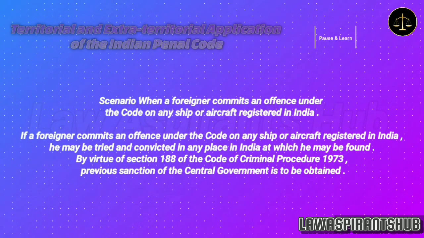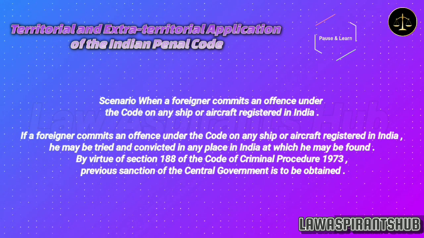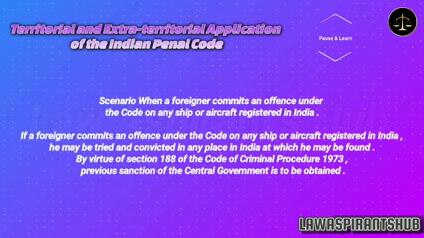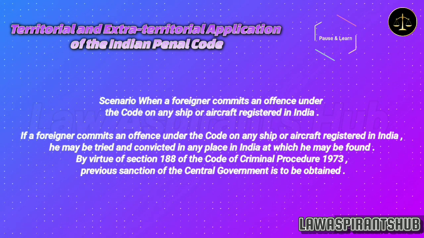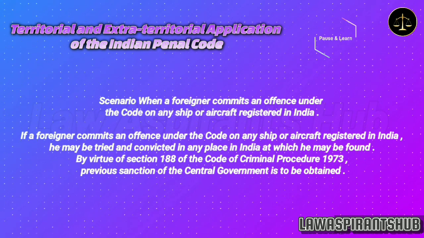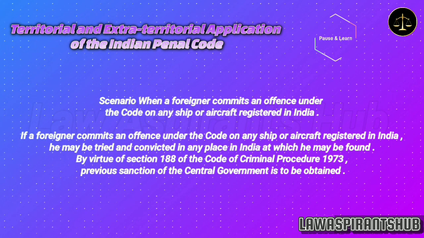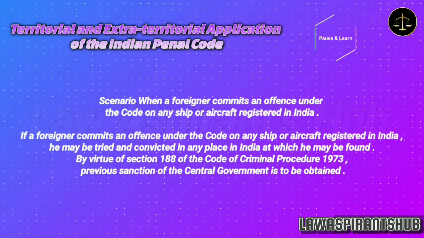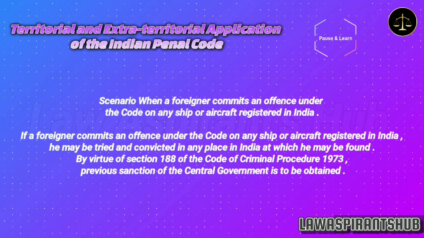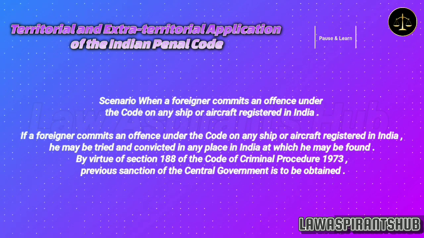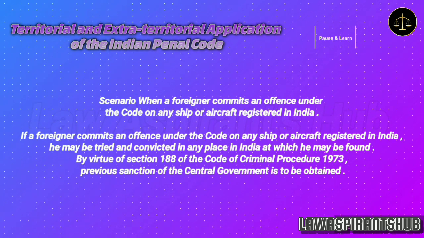Let's see the scenario when a foreigner commits an offense under the code on any ship or aircraft registered in India. If a foreigner commits an offense under the code on any ship or aircraft registered in India, he may be tried and convicted in any place in India at which he may be found. By virtue of Section 188 of the Code of Criminal Procedure 1973, previous sanction of the central government is to be obtained.